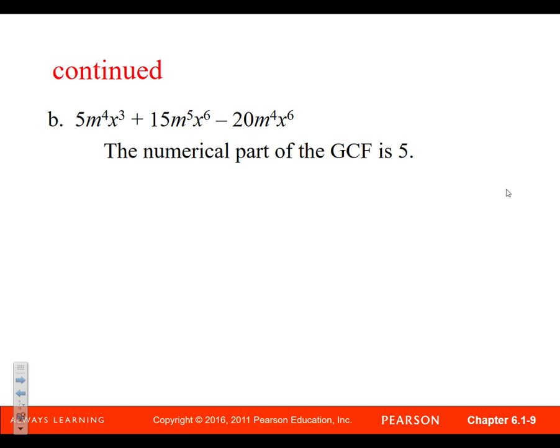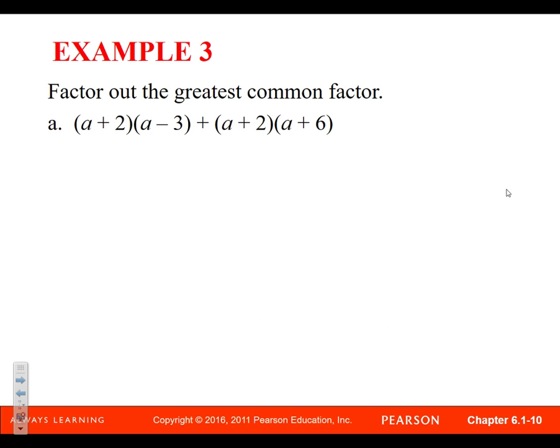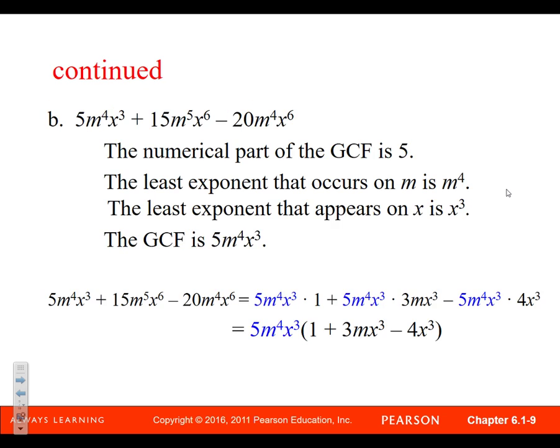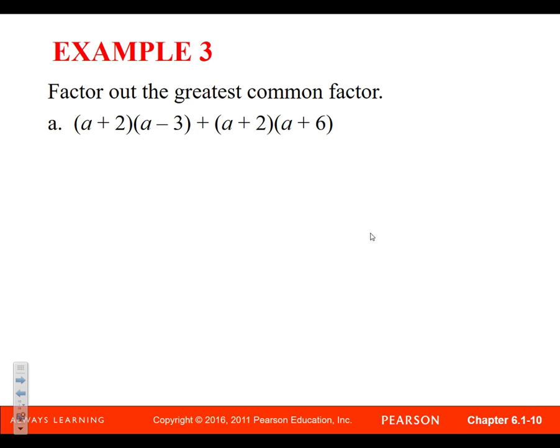Alright, I'm gonna skip this one because we've got the factoring by grouping to do. I wrote that down. There it is right there. No, that's not it. There it is. You can change it. Okay. Factor out the greatest common factor. Okay, let's take a look at this real quick.